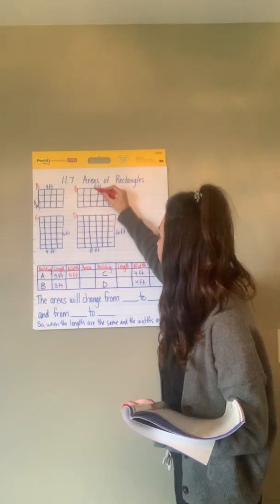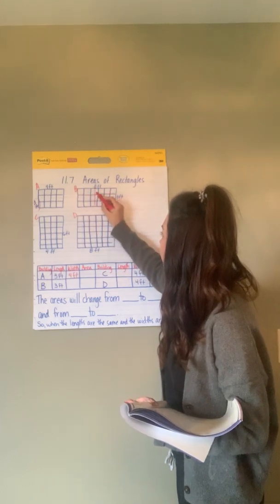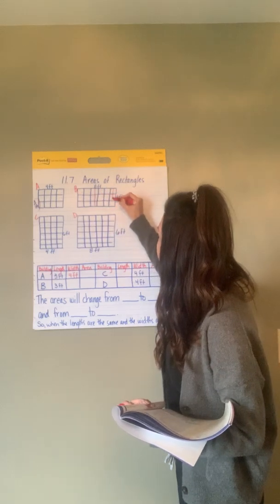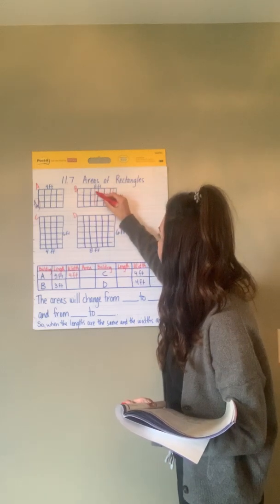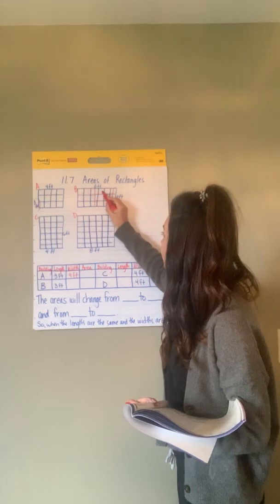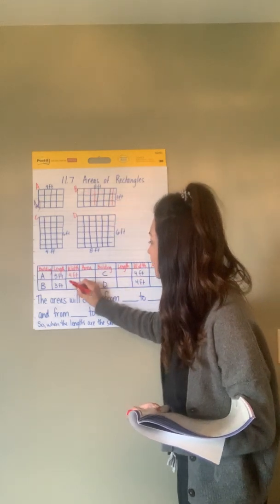Oh, I didn't make it long enough. Let's add it in here. 1, 2, 3, 4, 5, 6, 7, 8. 1, 2, 3, 4, 5, 6. 1, 2, 3, 4, 5, 6, 7, 8. Okay, so pretend that's 8 feet.